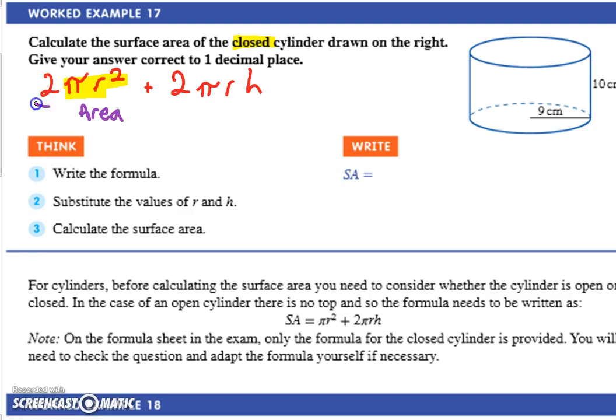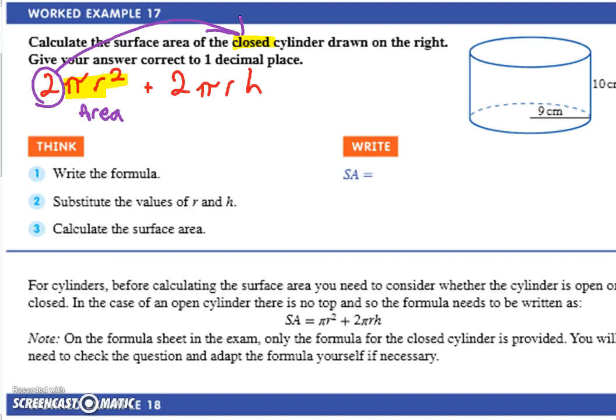Okay. That comes from that. If it said open, you only have one of them. Make sense? Just do pi r squared. 1 pi r squared is pi r squared. So, yeah, if you write the 1, I'm not unhappy.